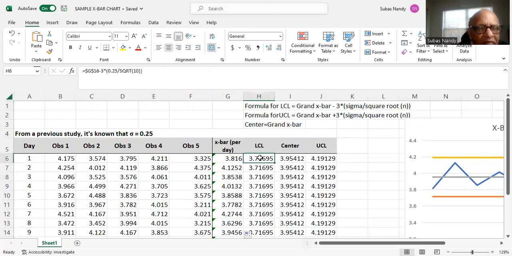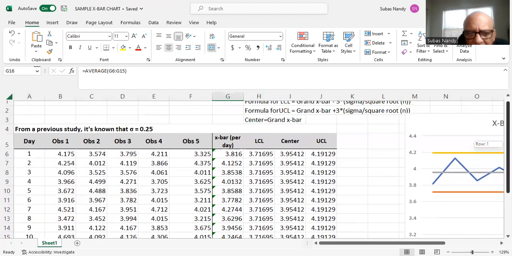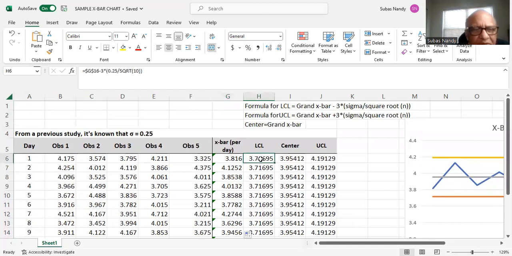So here is the formula that I use in column H, row 6. You have to put the dollar sign: G $16. What the dollar sign does is hold column G, row 16 constant. That's where your grand X bar is located, as I will show you, column G, row 16. If you want to hold it constant, you have to type the formula as I've shown here, $G$16. That will hold that cell constant and it will not change.